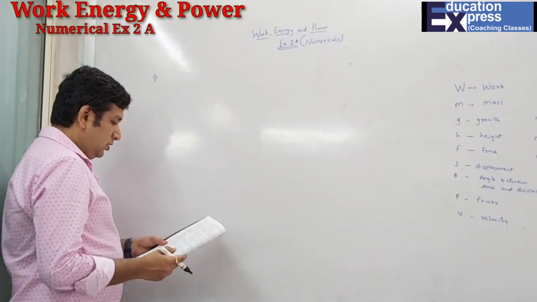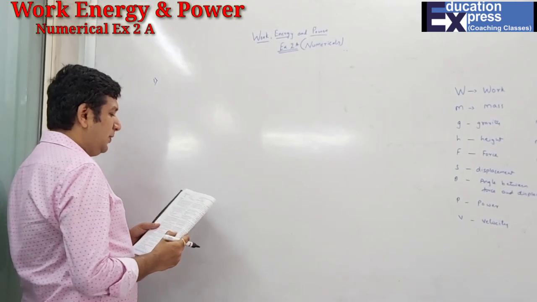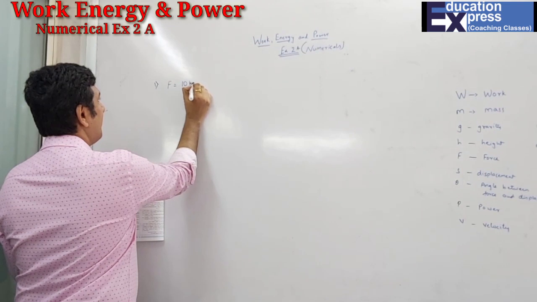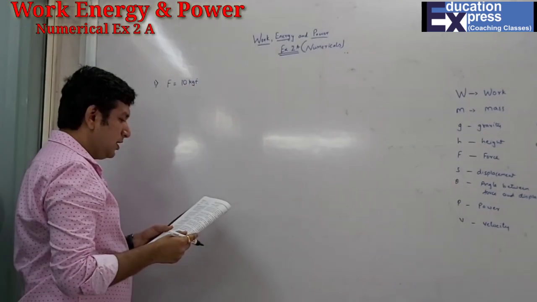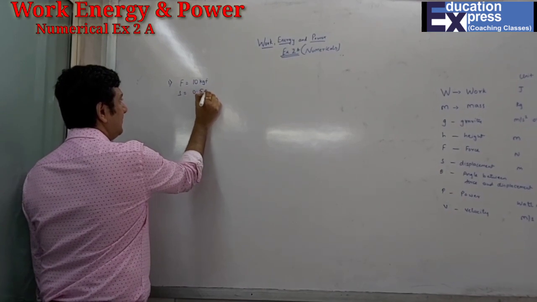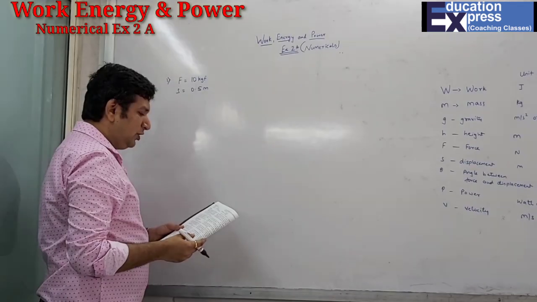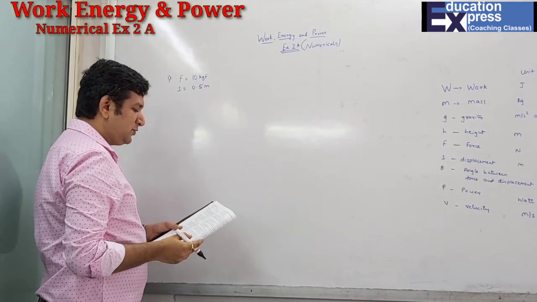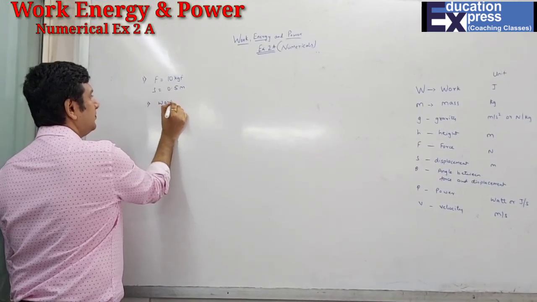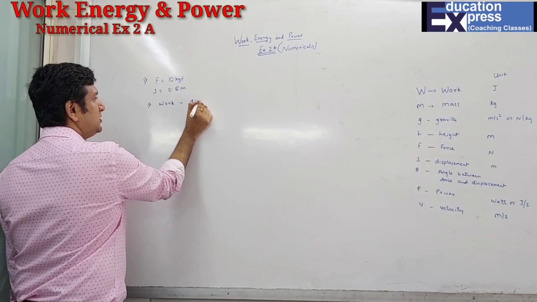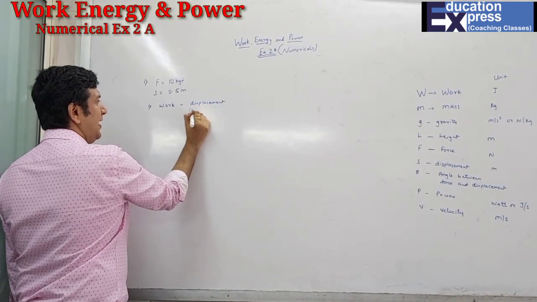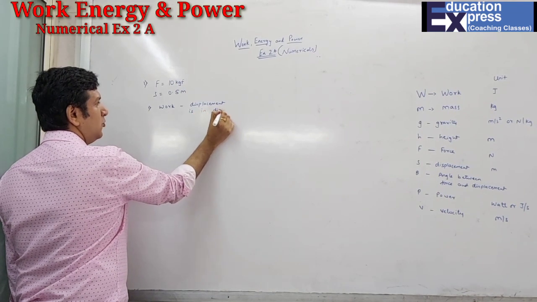Okay. First question: a body when acted upon by a force of 10 kgf gets displaced by 0.5 meter. Calculate the work done by the force when the displacement is in the direction of force. So first thing, you have to find the work where the displacement is in the direction of the force.